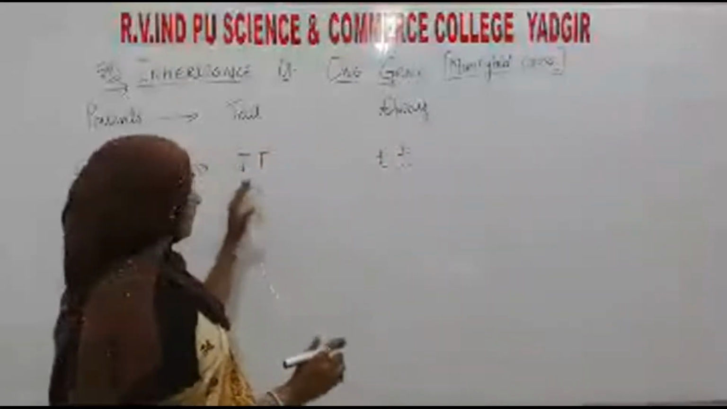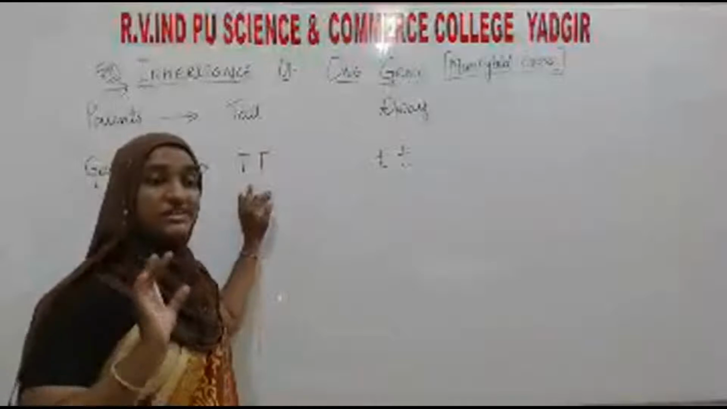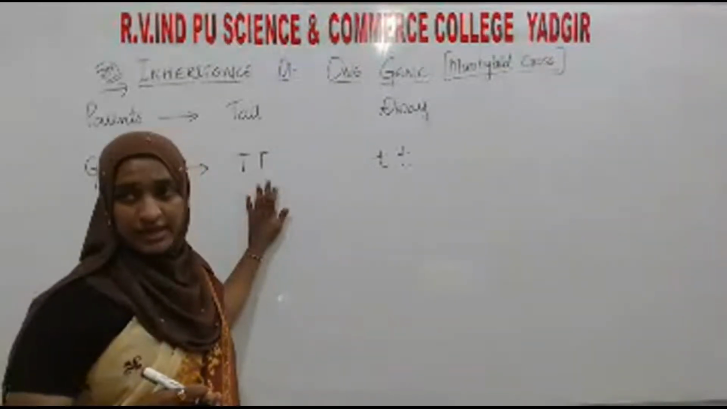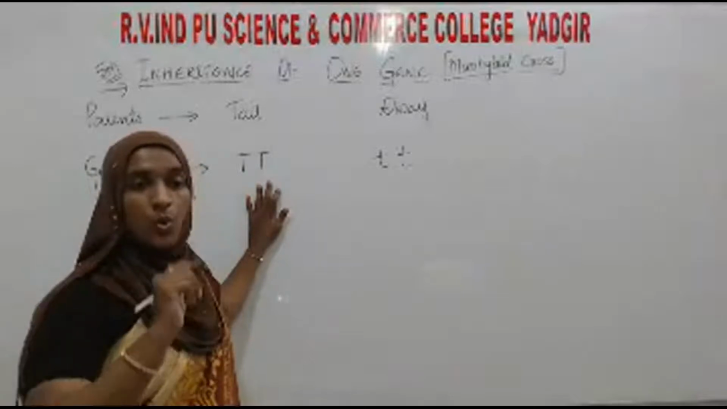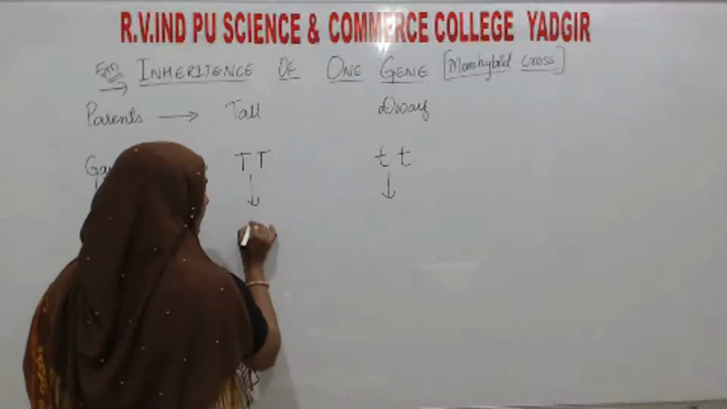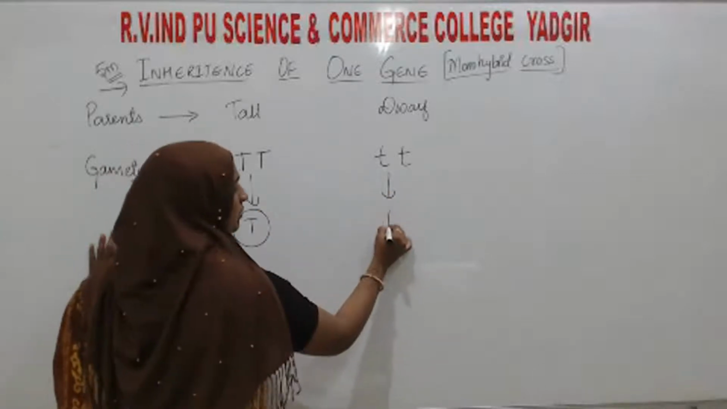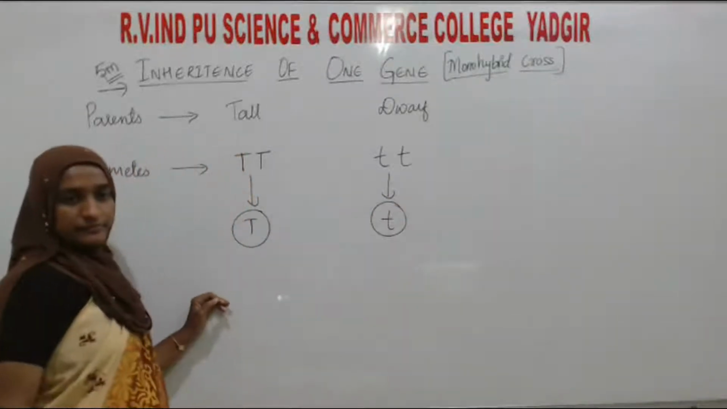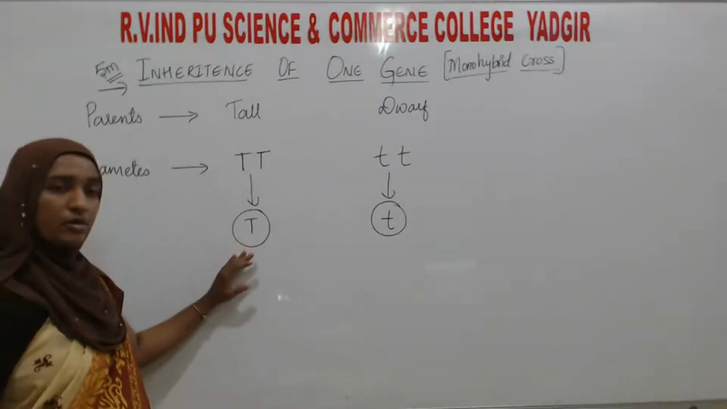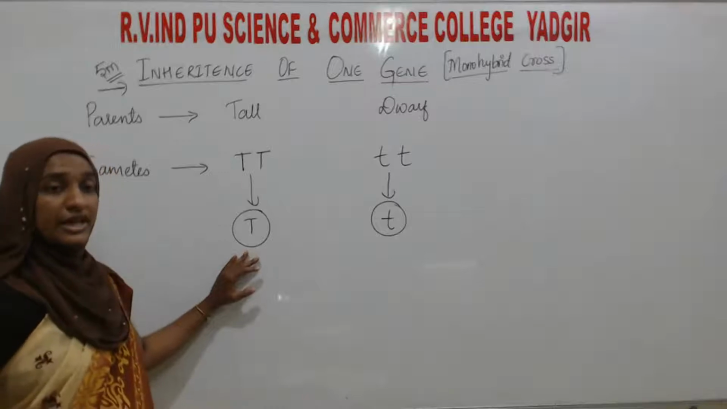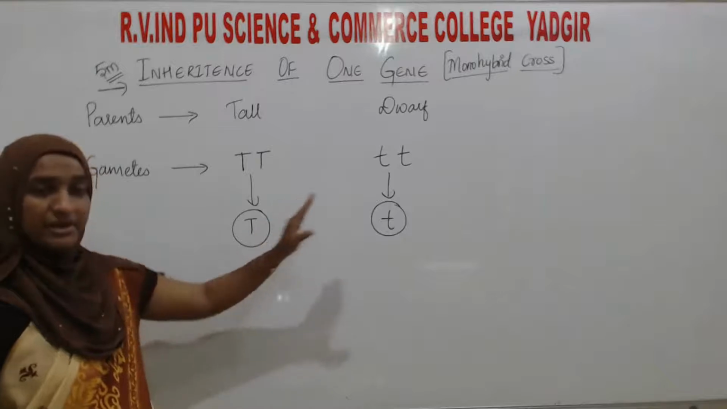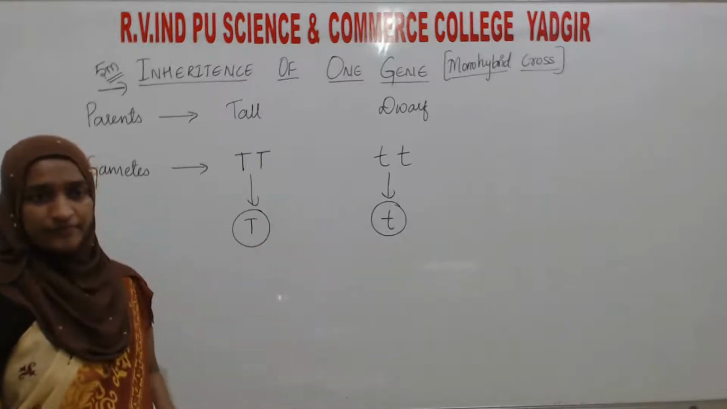The next term is diploid. Okay, only one gene is going to be inherited here. That's why we are taking one capital T. Capital T, small t. Okay, it's a diploid, but we want only one gene to be inherited by the next generation. That's why we are taking one capital T and one small t.